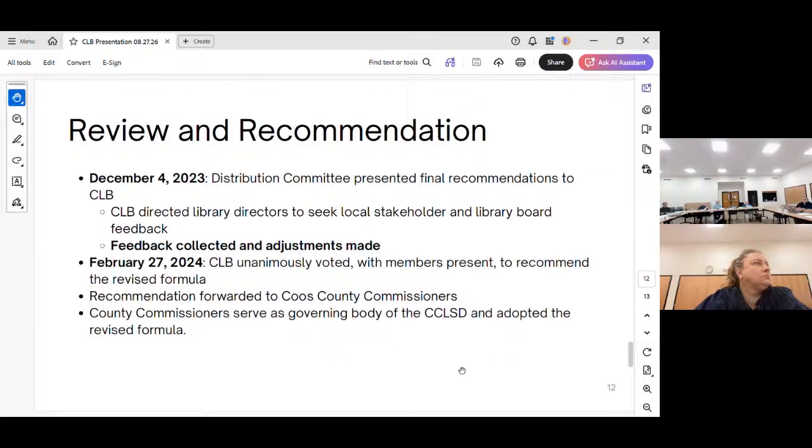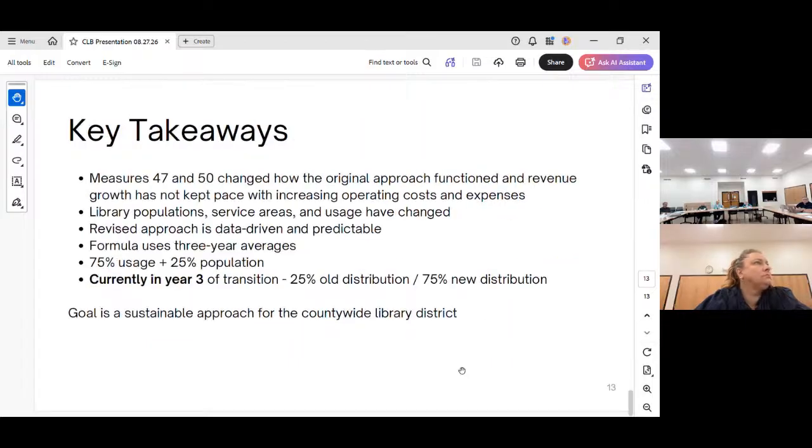We do have a phased-in calculation. So we are currently in year 3 of that transition. In the first year of the new formula, libraries received 75% of their old percentage of funds and 25% based on the new calculation. The second year, it was 50-50, old formula, new formula. And then in the current year, we're in year 3, we're receiving 25% of our funding based on our old percentages and 75% on the new calculation.